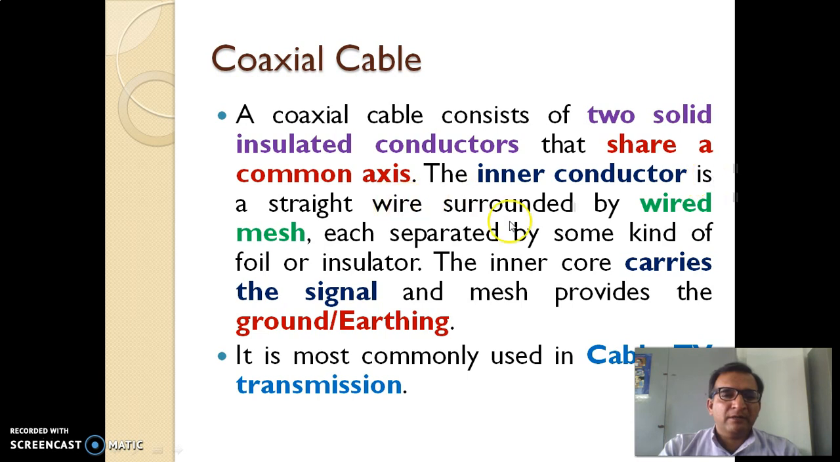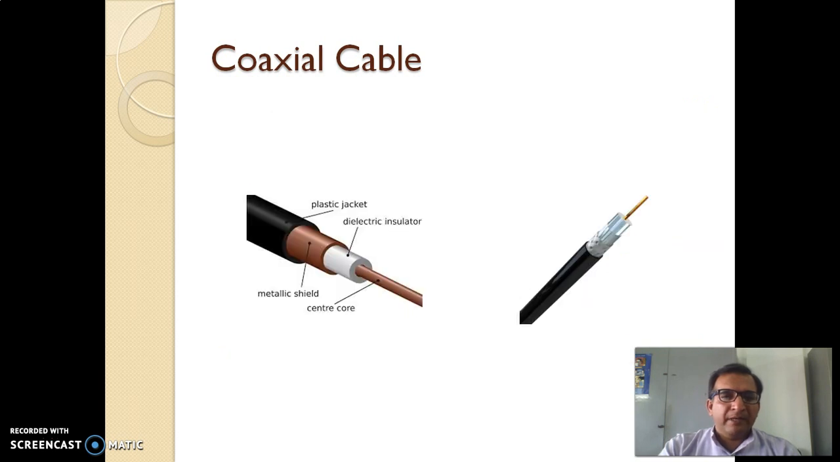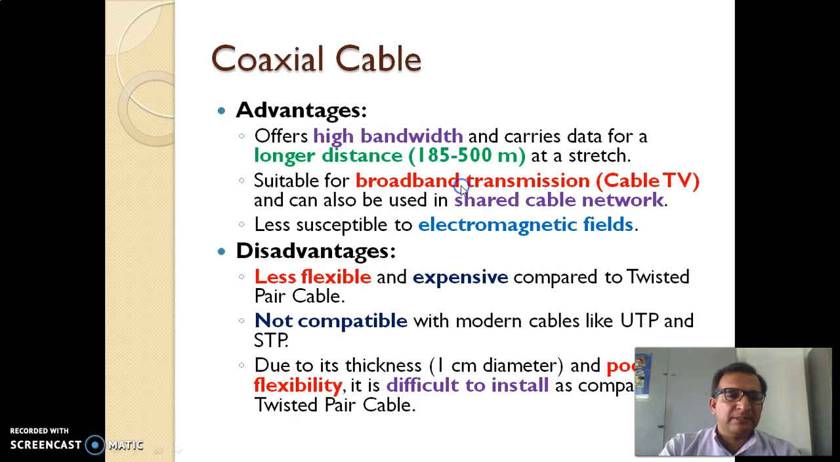The inner conductor is a straight wire surrounded by a wire mesh, each separated by some kind of foil or insulator. The inner core carries the signal and the outer mesh provides the earthing or the ground. Cable TV network is the most common example of coaxial cable. And here we can see the wire mesh as well as the inner core, the center core, and dielectric insulation, the metallic shield, and it is surrounded by a plastic jacket.